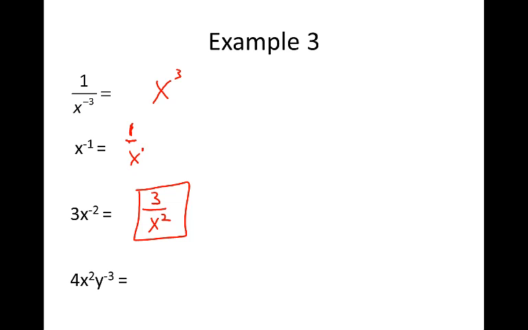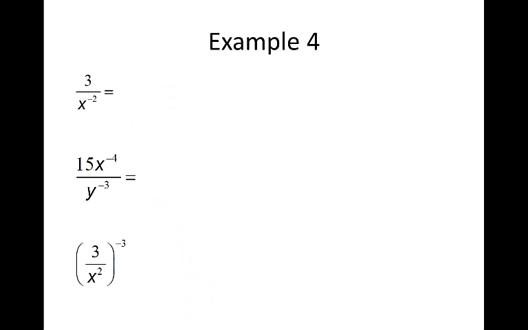Okay. So the question in your head needs to be, what's being raised to the negative exponent? The y is, so the 4 and the x squared stay at the top, and the y cubed moves to the bottom. So again, if it's a negative exponent, it shifts its place from numerator to denominator or denominator to numerator, wherever it happens to be. If it's not, it just stays put. Okay, try these.